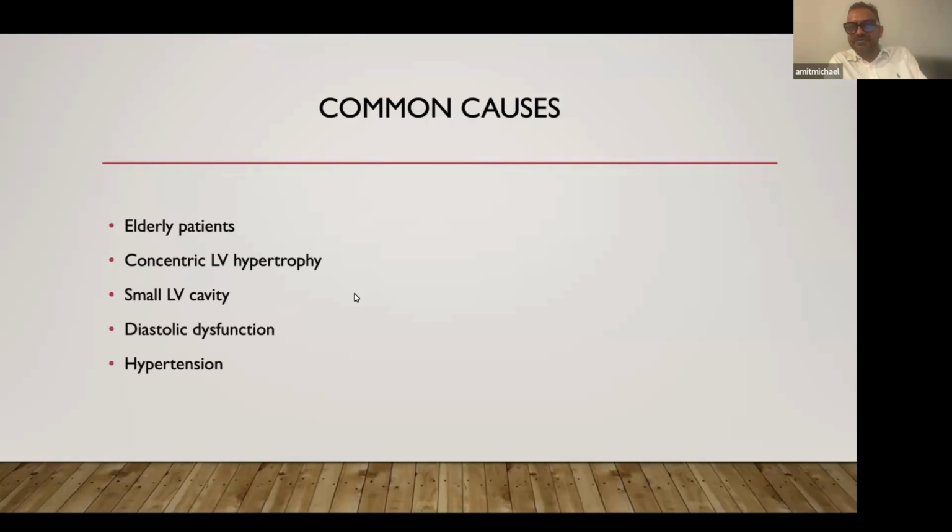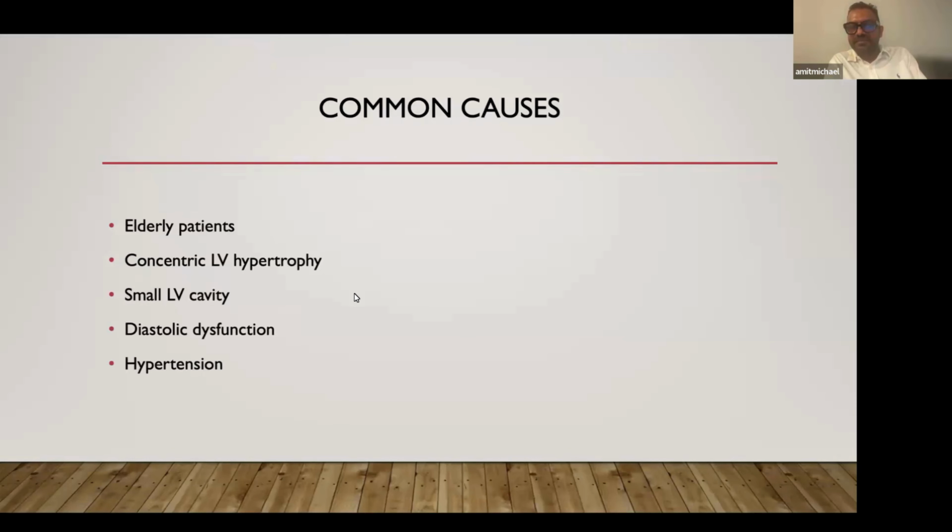And the common cause for having this low flow state is just age related, because with age, they can have diastolic dysfunction, hypertrophy. They can have a small LV cavity just purely because of the age or the anatomy.